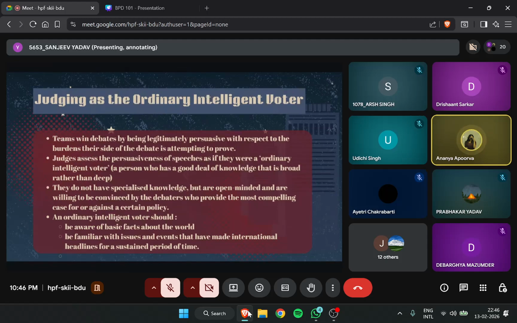These are just basic sentences. An ordinary intelligent voter should be aware of the basic facts about the world. That is, media headlines or news headlines that have been popular recently, current affairs that are going on, some past historical institutions or past happenings which are very popular and very relevant in international relations, etc. You're not supposed to know the technicalities of it. You're not supposed to know a lot about it, but you're only supposed to know that these things exist. Next slide, please.